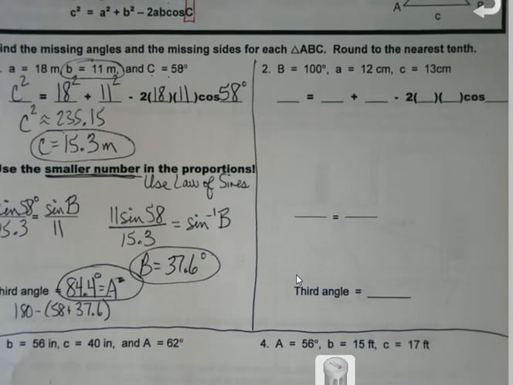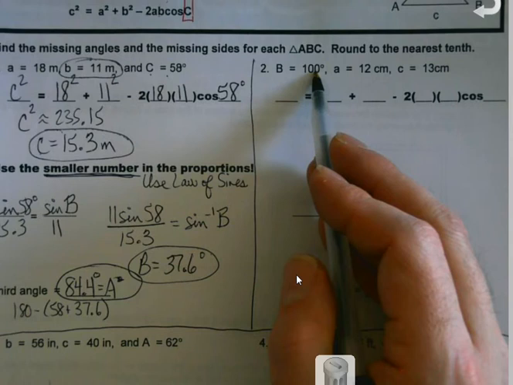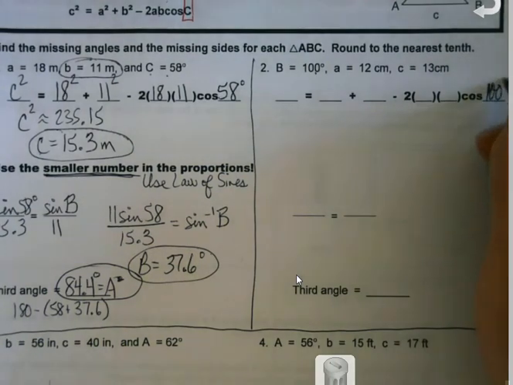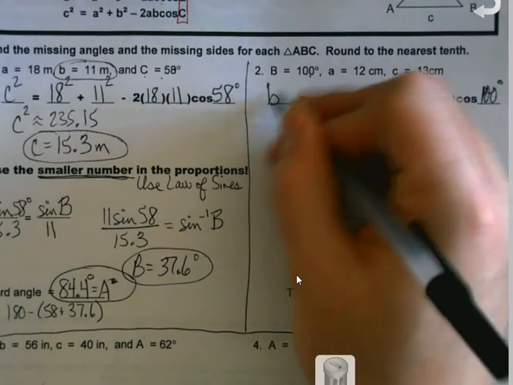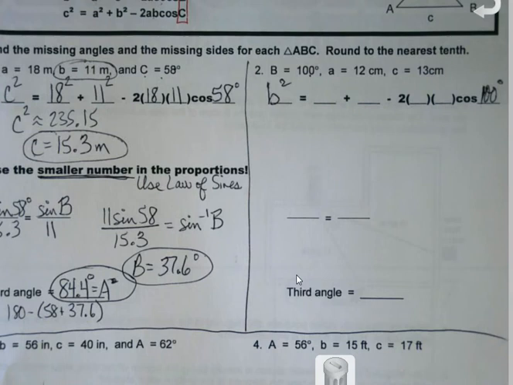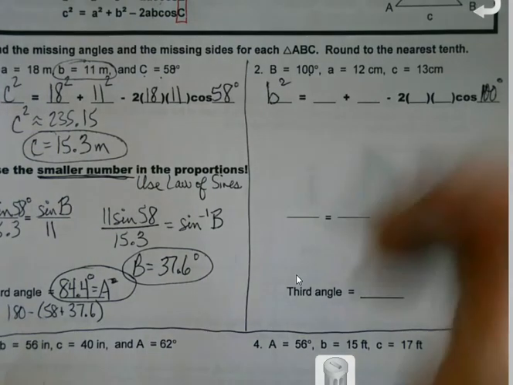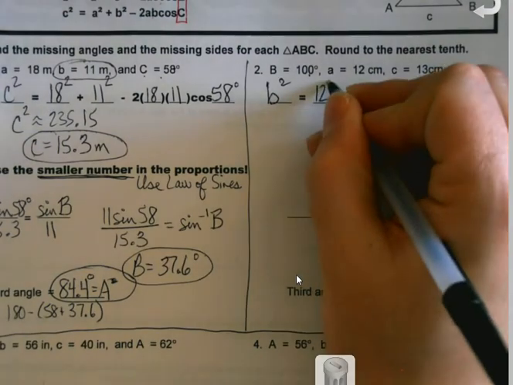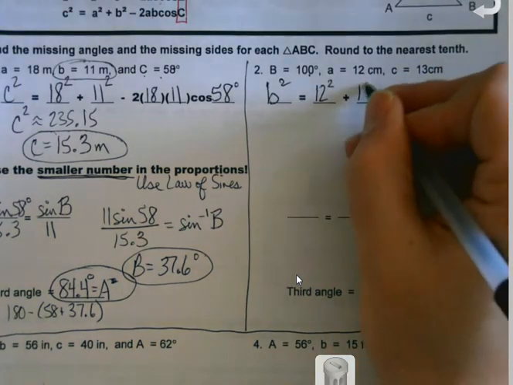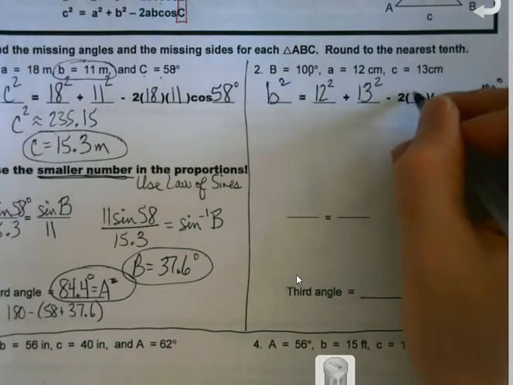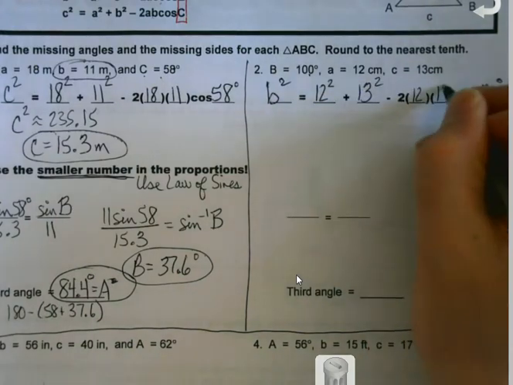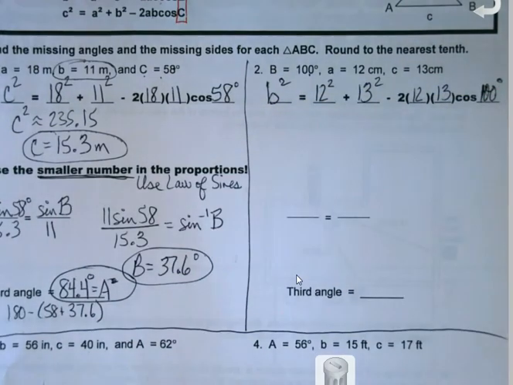So on number 2, same idea. My angle they give me is 100, which is B. So I know I'm going to be finding side b. And then again, it's just knowing your form: the sum of the squares of your sides minus 2 times the product of those sides times the cosine of 100.